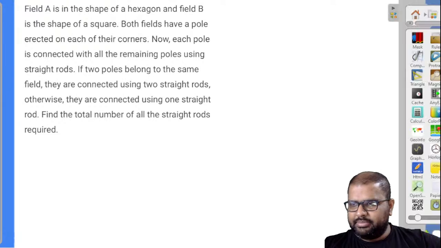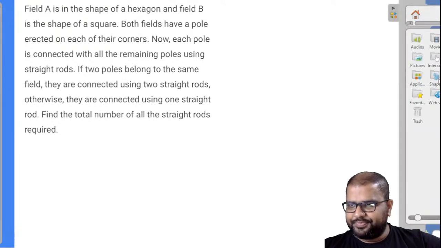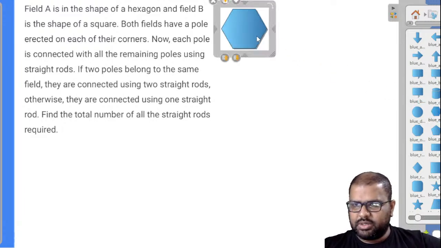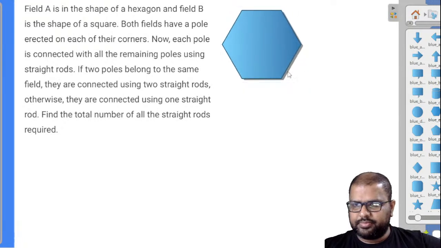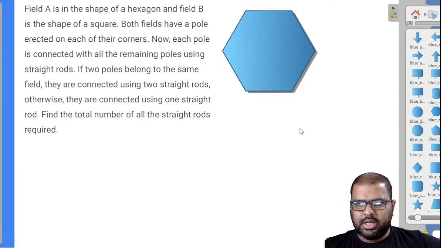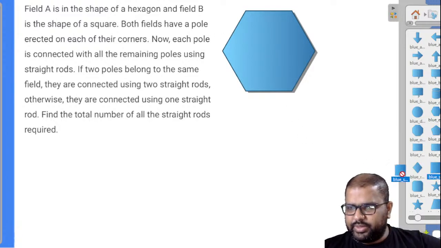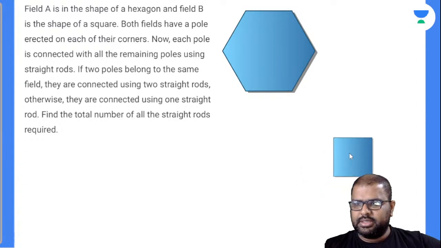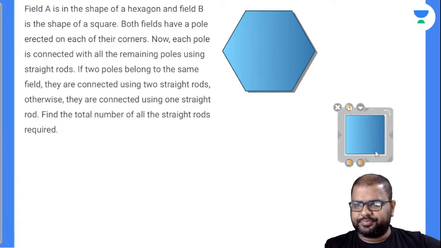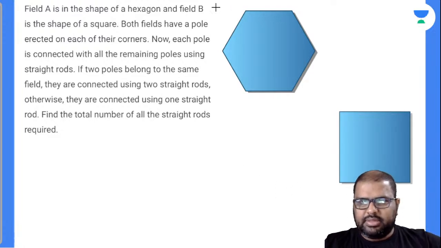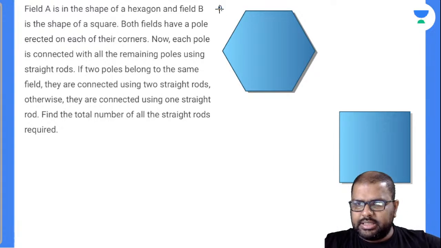I'll draw the diagram, then we can understand the things there. Field A is in the shape of a hexagon, it seems. So this is a hexagon. And field B is in the shape of a square. I'll take down the square here. This is the square. Now this is field A and this is field B.